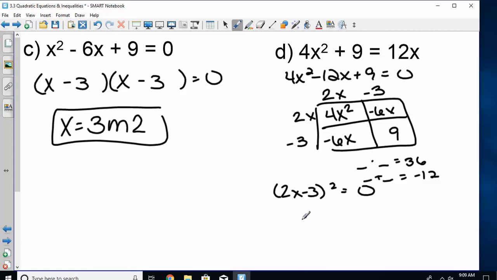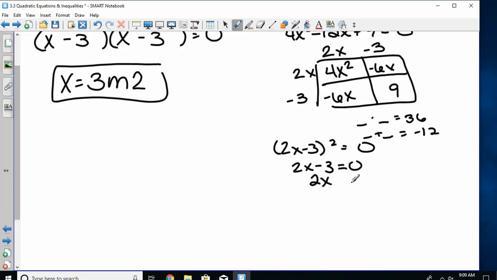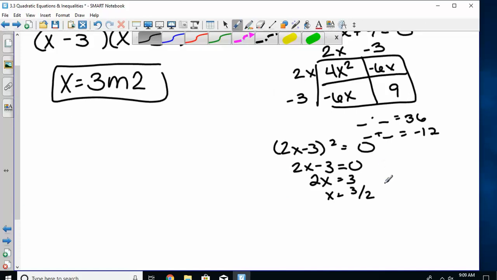So now it's equal to 0, so we would just set each of those equal to 0. They're identical, so really I just need to solve one. So if you add your 3, divide by 2, x is 3/2. And then what would I need to put with that? M2. It really showed up twice.